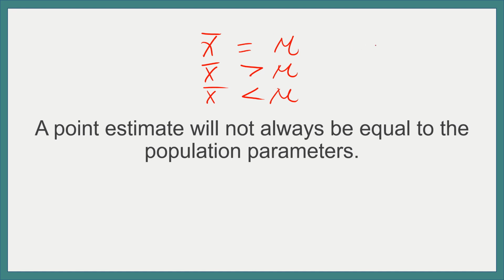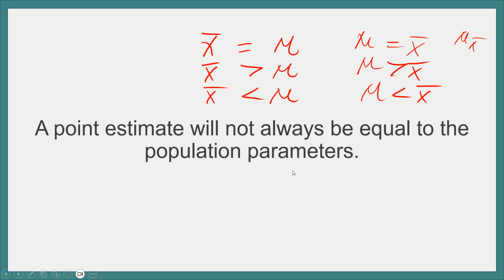So vice versa. Our population parameter, for example, the population mean, can be equal to, sometimes our population parameter can be greater than the sample mean, sometimes our population parameter of the mean can be less than our sample mean, or it can also be using the mean of means if you have multiple samples. So this is just for the population mean, just for example. So the point estimate will not always be equal to the population parameter.